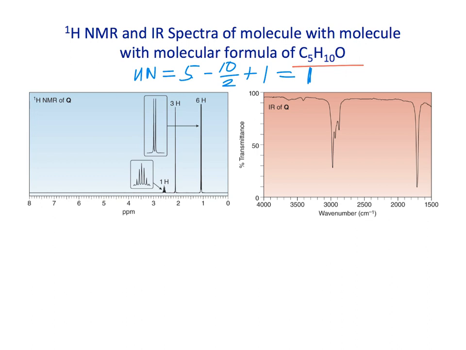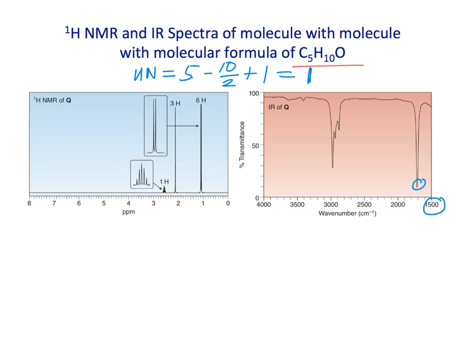Okay, so let's just look at these spectra. We could look at the IR first and try to pick out some functional group. We need something to account for the unsaturation. All right, so what do we see in the IR? Notice that this IR spectrum only goes to 1500, so they're not showing us the fingerprint region.